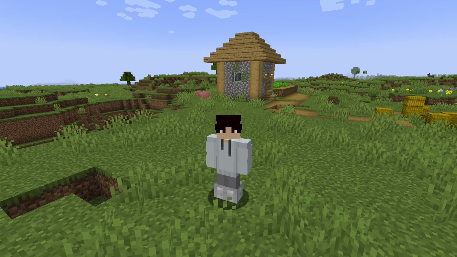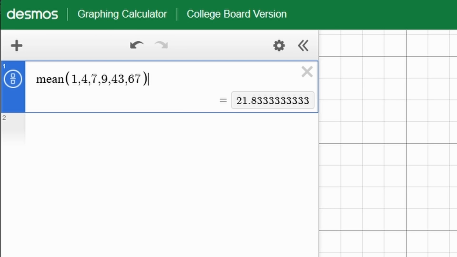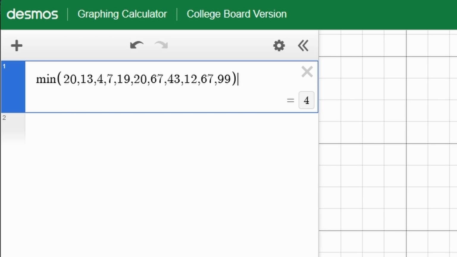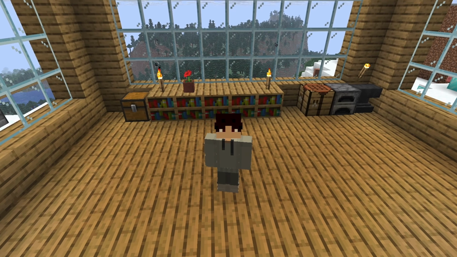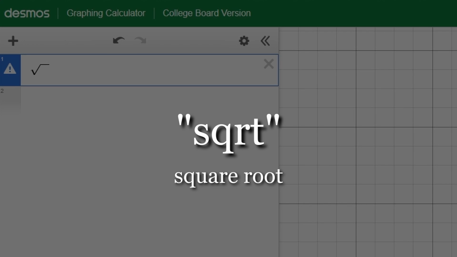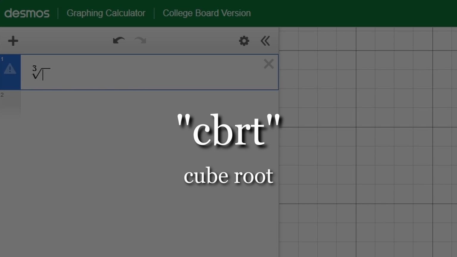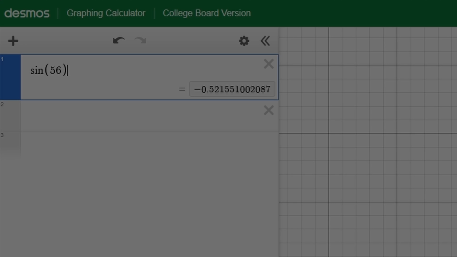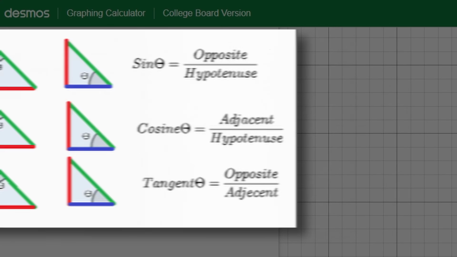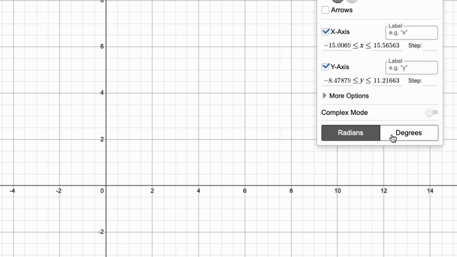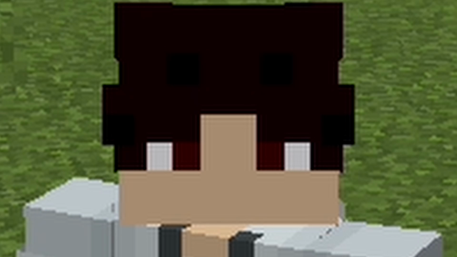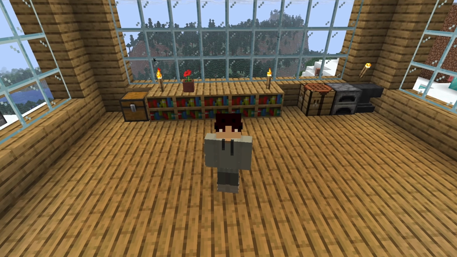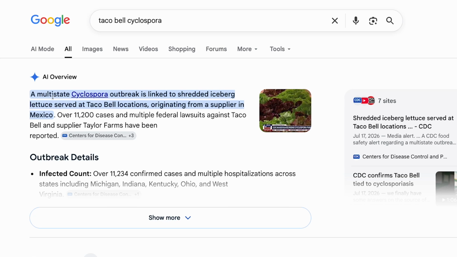There are also built-in functions that can save a ton of time. Mean, median, standard deviation, min, max, distance, midpoint, percent, greatest common divisor. All of those are functions. And for roots, type sqrt for square root, cbrt for cube root, or nthroot for nth root. Here's one thing that will save you some points as well. If you're doing anything with trig, aka SOHCAHTOA, go into the settings and make sure you're in degrees mode, not radians. If you don't do this, you'll be more cooked than somebody who ate at Taco Bell in the last 3 weeks.